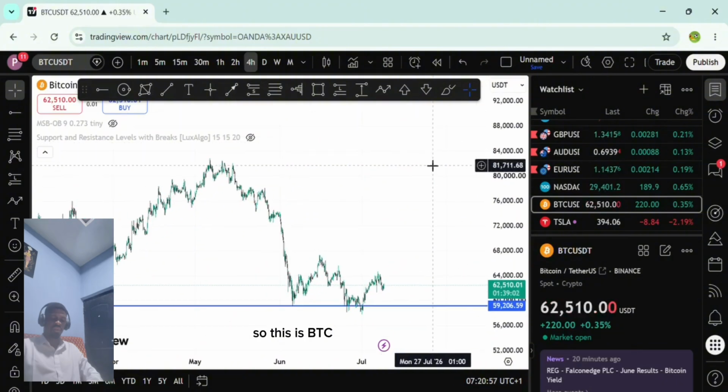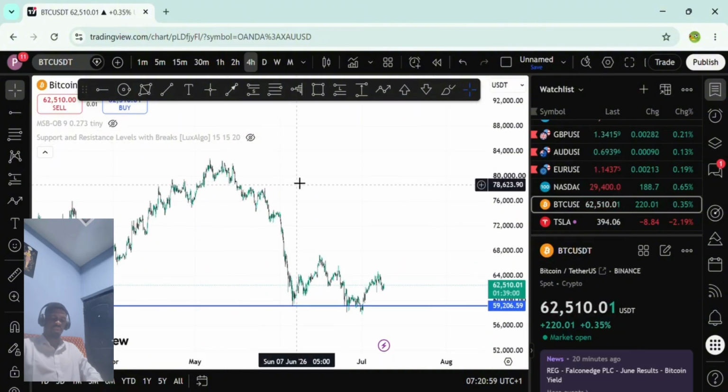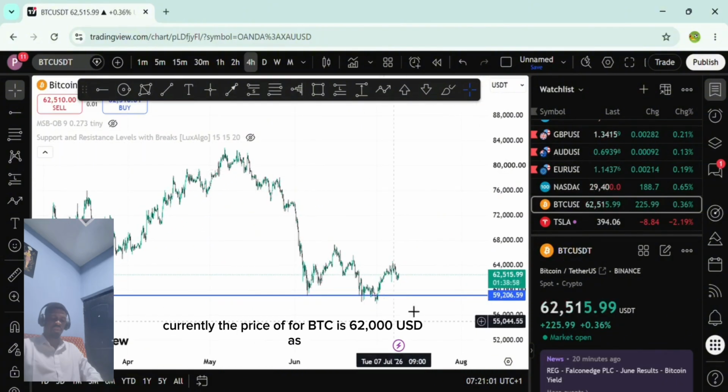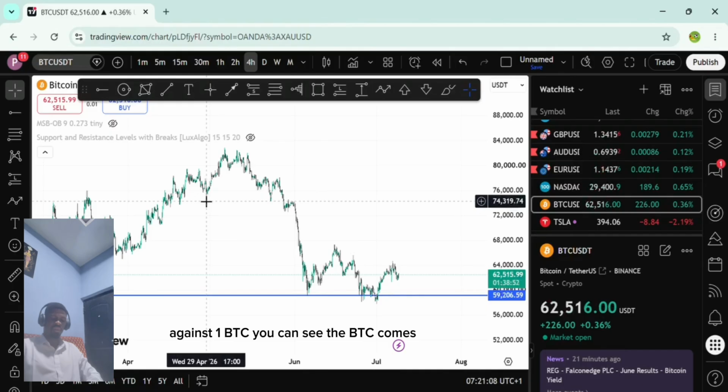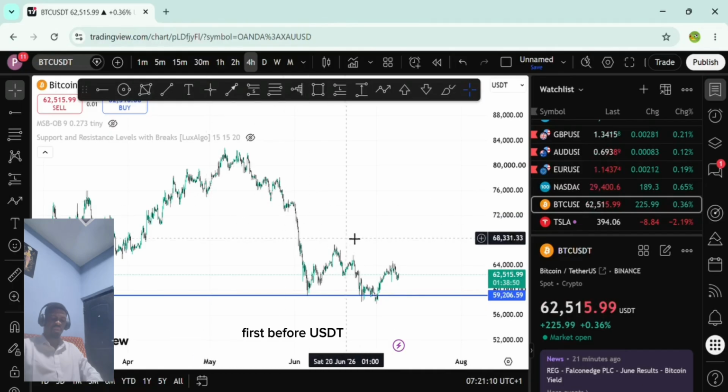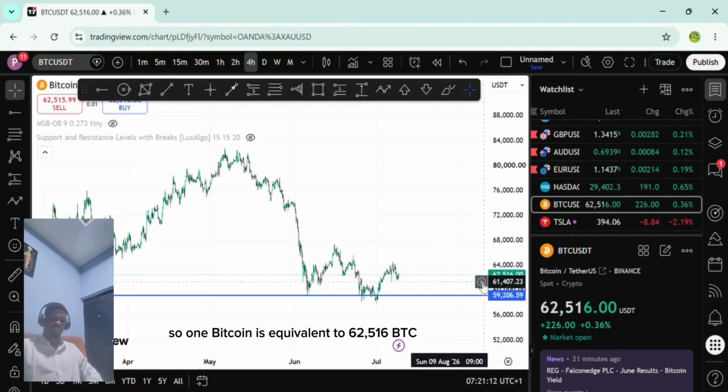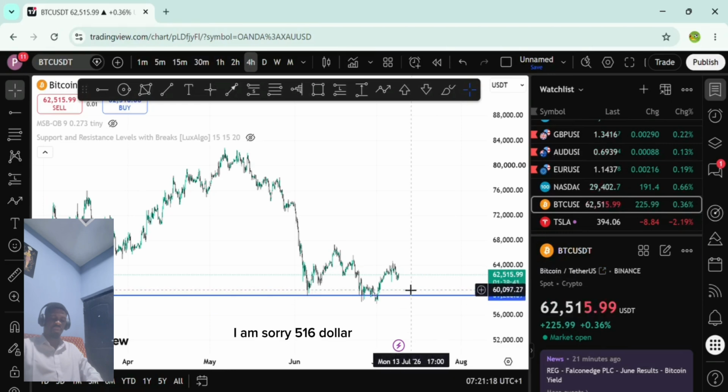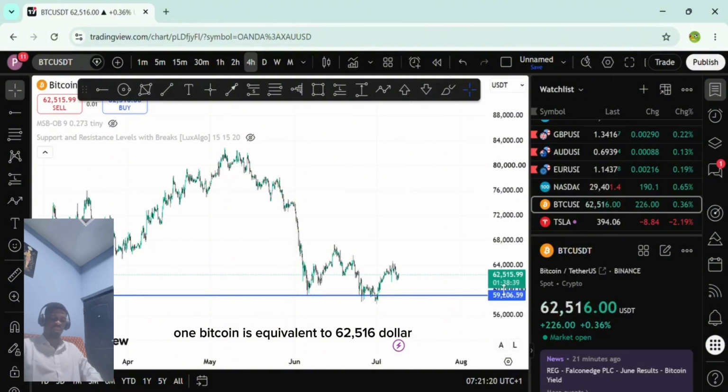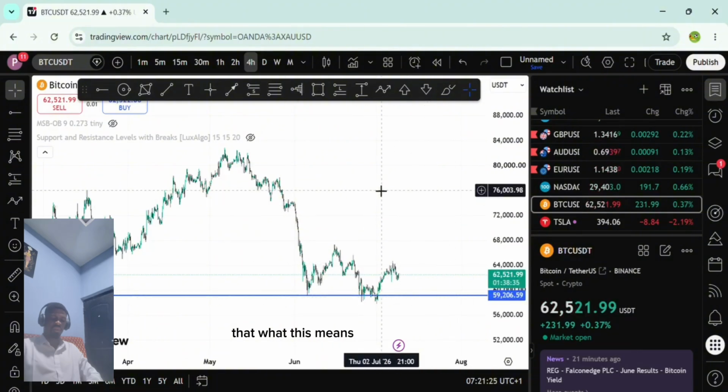So this is BTC. Currently the price for BTC is 62,000 USD as against one BTC. You can see the BTC comes first before USDT. So one Bitcoin is equivalent to $62,516. That's what this means.